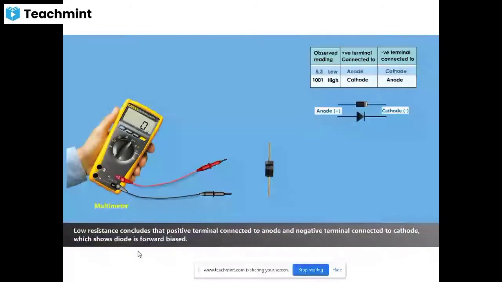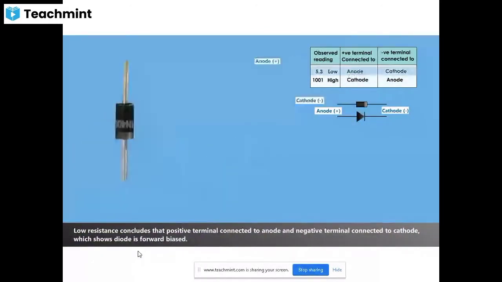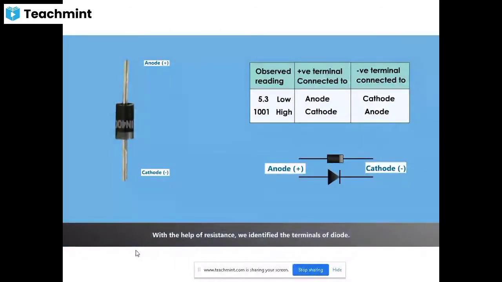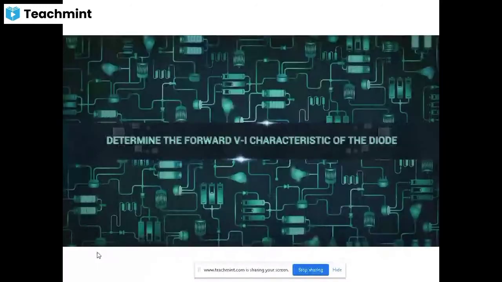Low resistance concludes that the positive terminal is connected to the anode and the negative terminal is connected to the cathode, which shows the diode is forward biased. High resistance concludes that the negative terminal is connected to the anode and the positive terminal is connected to the cathode, which shows the diode is reverse biased. With the help of resistance, we identified the terminals of the diode.